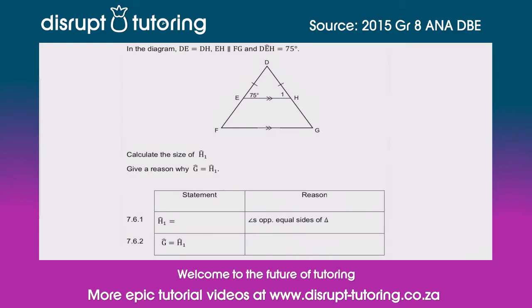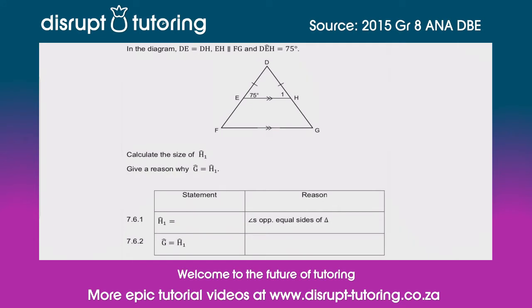Today we're going to look at a question relating to geometry and very specifically triangles. So they've asked us in the diagram, DE is equal to DH, and they've already marked those. And EH is parallel to FG, and they've already marked that for us.